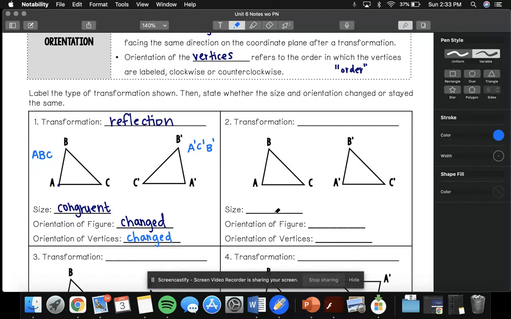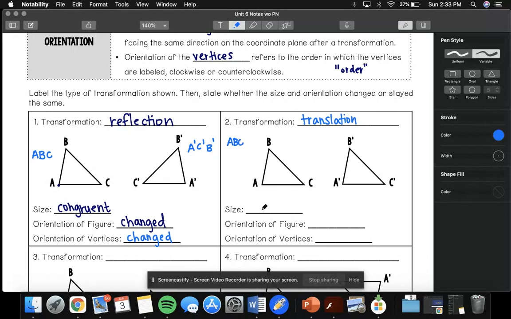Now for our second transformation, we have triangle ABC. First, I'd like to look at it and see what happened. Again, I like to look at A, but you can look at any point really. It looks like it's just the same picture, kind of scooted over to the right. It doesn't look like it flipped over. It just looks like the same exact picture, just moved over. So it looks like it just slid over, so this is probably a translation.